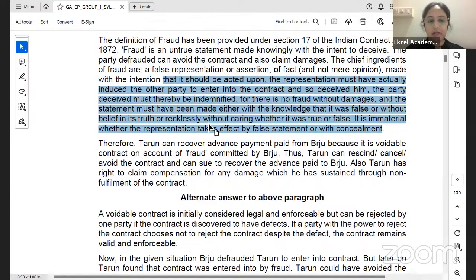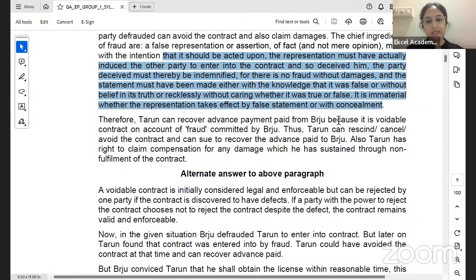And it is immaterial whether the representation takes effect by false statement or by concealment. See, whether I am giving you wrong information, or hiding proper information, or maybe I am careless, all these things will not matter. What only matters is whether, based on that information, you have taken the decision, and because of that, you have suffered loss. If yes, then that is a fraud. So that is what it says.